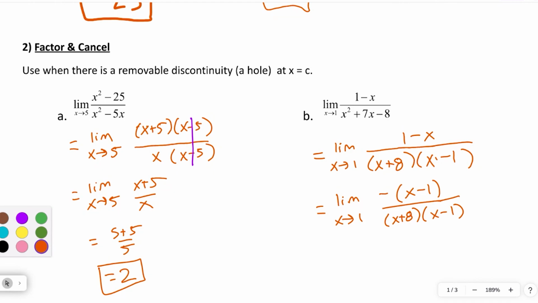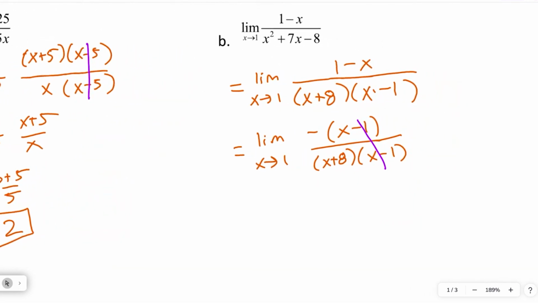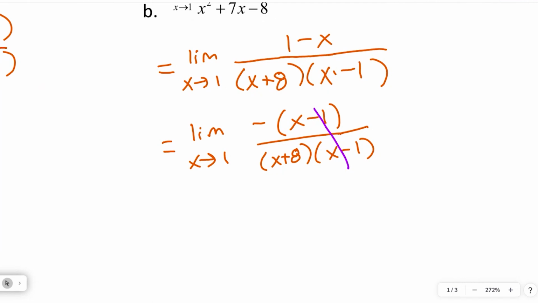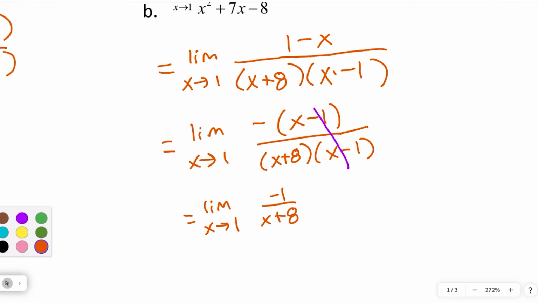Now I can go ahead and reduce those to 1. Zoom in here a little bit. So this will equal the limit as x approaches 1 of -1 over x plus 8. And now I don't have any issue plugging in 1. That's what you're going to do with all these: you have to manipulate the function so that you don't have a problem doing the direct substitution. So I plug in 1 and I get -1 over 9, and that's your limit.